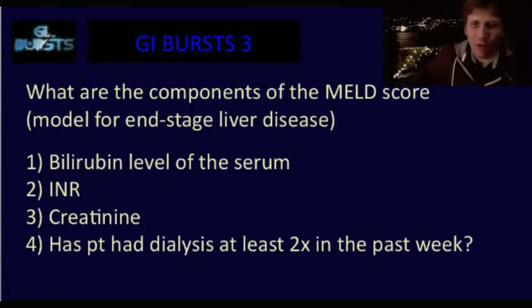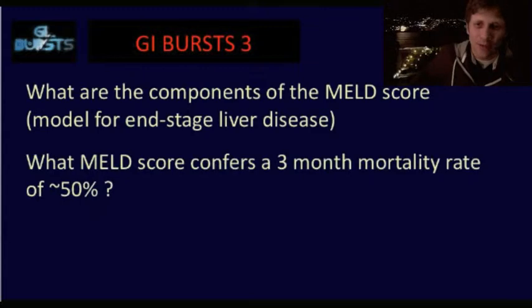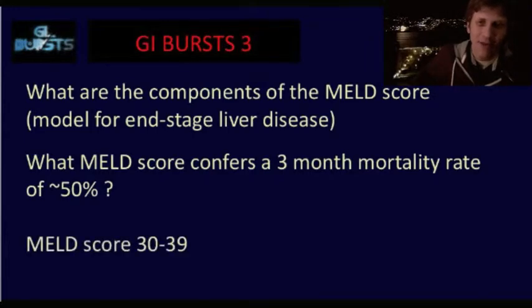Now, at what MELD Score will you see a 3-month mortality rate of roughly 50%? This is a MELD Score somewhere between 30 and 39. It confers a very poor prognosis, having a 3-month survival rate of just 50%.